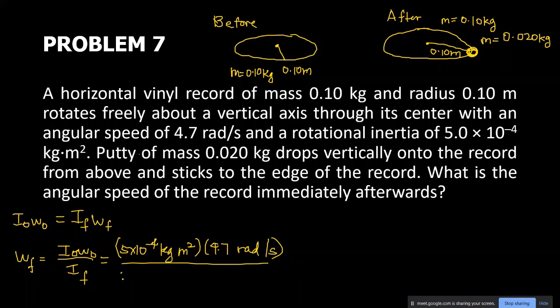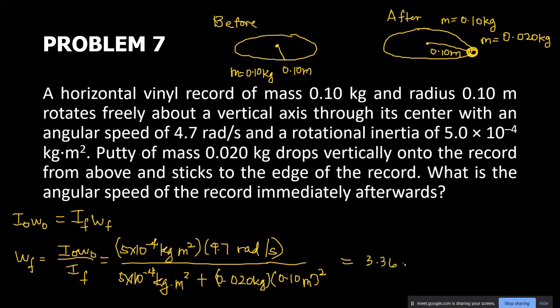And for the final, that is equal to 5 times 10 raised to negative 4 kilogram meter squared plus the moment of inertia of the particle that was added. That is mr squared since it is a particle. So that is the mass of the particle multiplied by the radius squared. And if you calculate that, it will have an answer of 3.36 radians per second. So that will be the final answer.